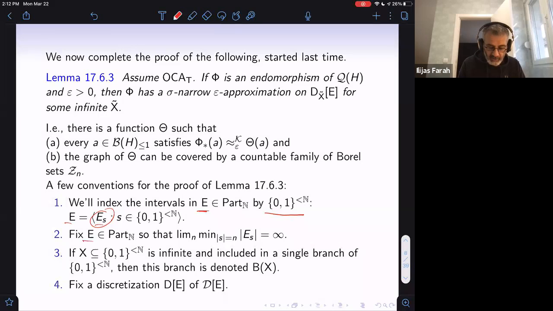And we want our E to have this property. So actually, what I wrote on the previous slide is technically correct. We'll get it for every E, but the point is that we'll get this.